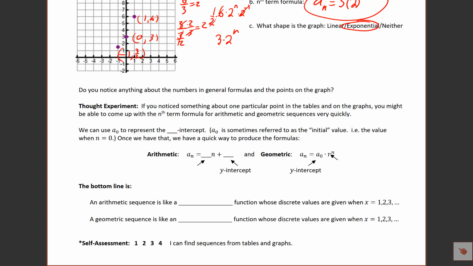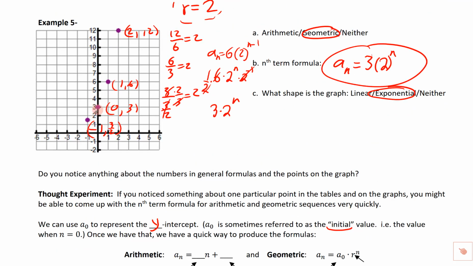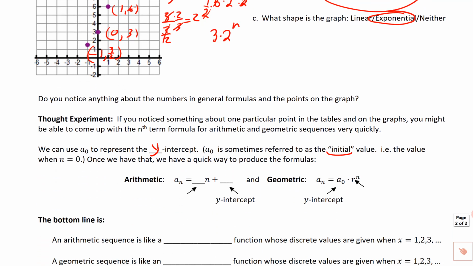So I'm going to go ahead and expand this out again. So we can use a0 to represent the y-intercept. So let's put a y right here. A0 is sometimes referred to as the initial value. In other words, it's what we get when we plug in a 0. Like we've just started the stopwatch. We haven't really done anything yet. We haven't even gotten to the first term. We just started right here, and then to get to the first term, you do, whether it's a common difference or a common ratio.